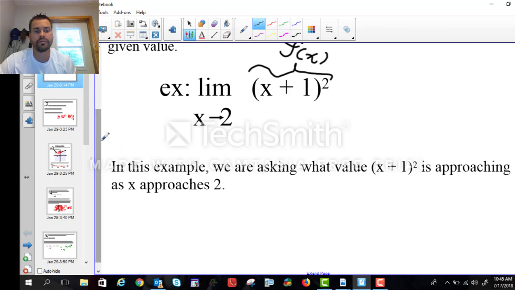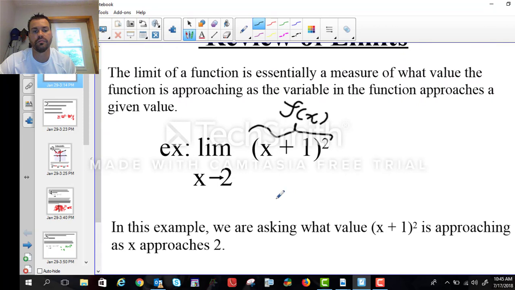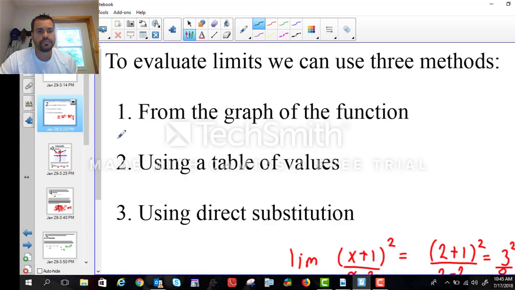We can find it from a graph. We can find it from a table of values. In other words, we could plug in values of x that are closer and closer to 2 on either side and see what happens. Or we can find it by using the method called direct substitution. So I'm going to show you 3 different methods of evaluating that question. How do you find the limit? But first, we just want to write them down.